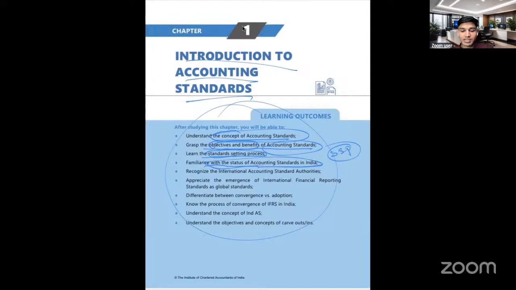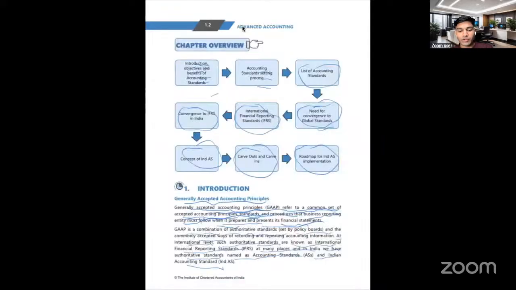Then recognize the international accounting standard authorities, appreciate the emergence of International Financial Reporting Standards as a global standard, differentiate between convergence versus adoption, know the process of convergence of IFRS in India, understand the concept of Ind AS, and then understand the objectives and concept of carve-outs and carve-ins.